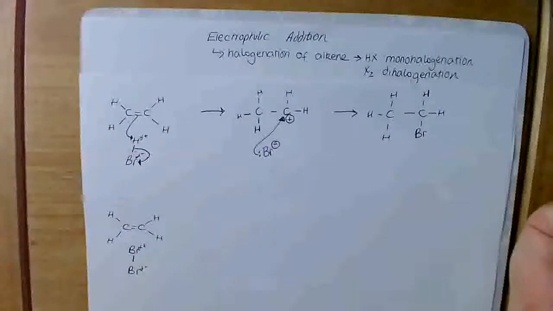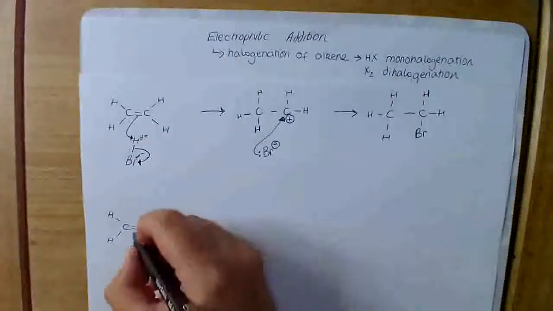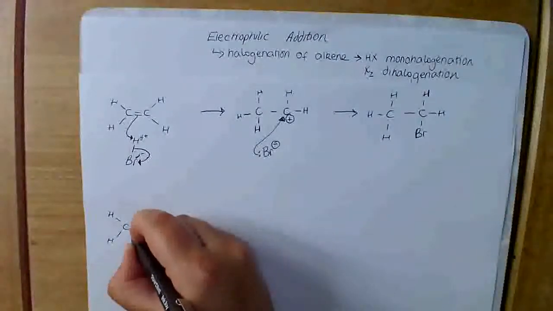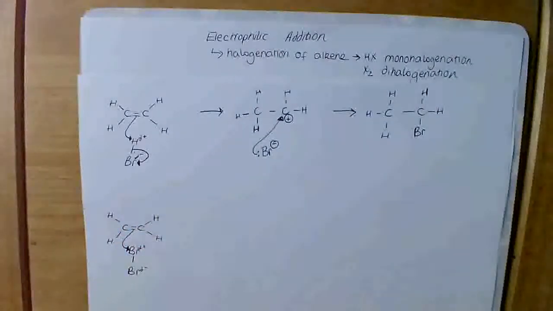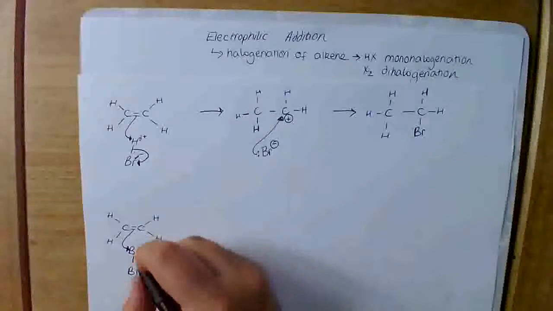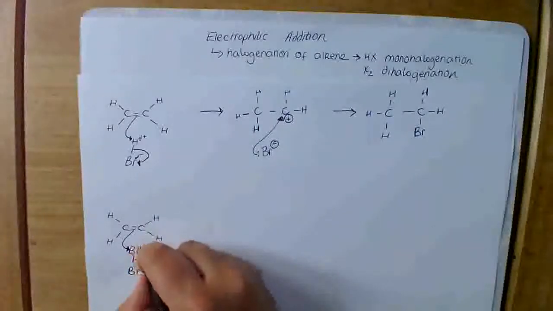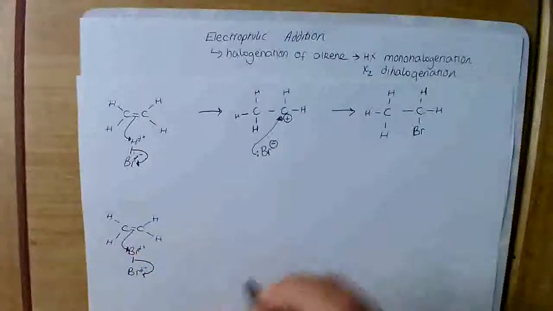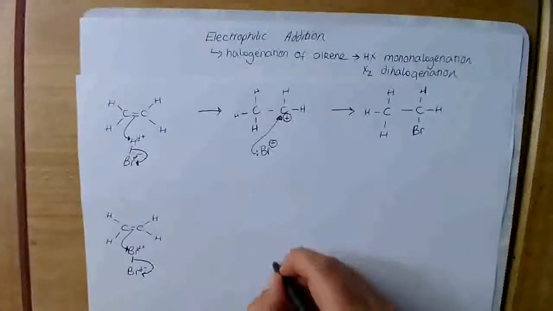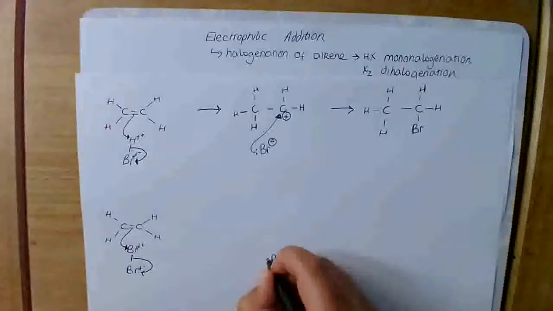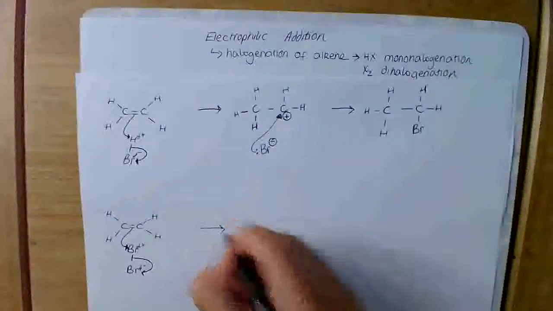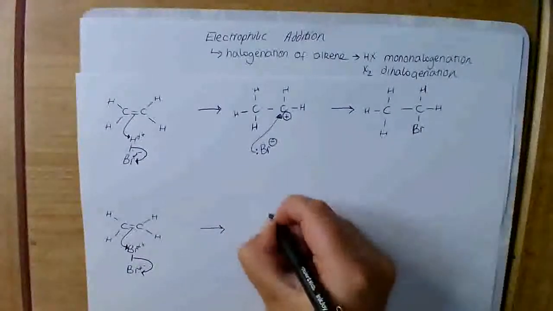The rest of the mechanism is the same as before, but we'll go through it just to make sure we're happy with it. So again, the electrons move from our electron-rich double bond to our electron-deficient atom. This then causes the heterolytic fission of this bond between these atoms, and we form a bromide ion. Again, we form a carbocation intermediate.